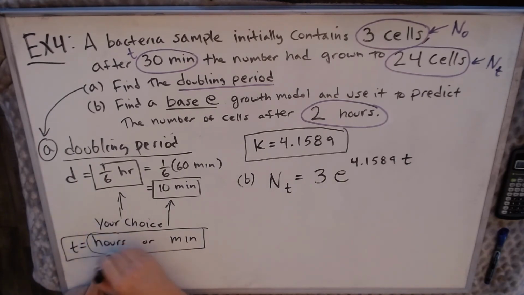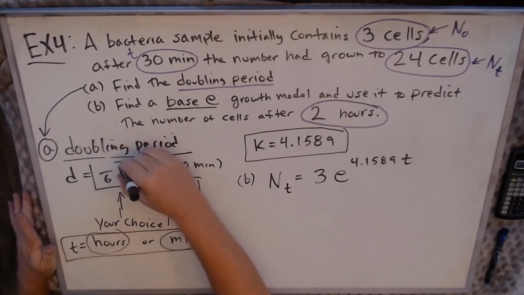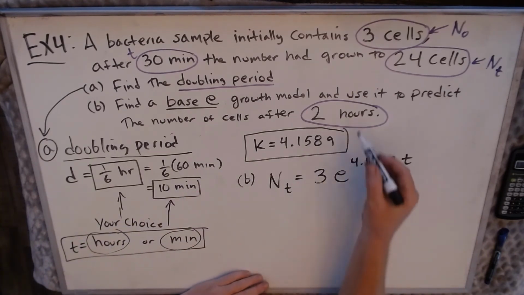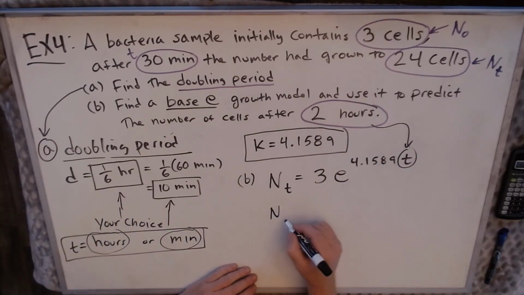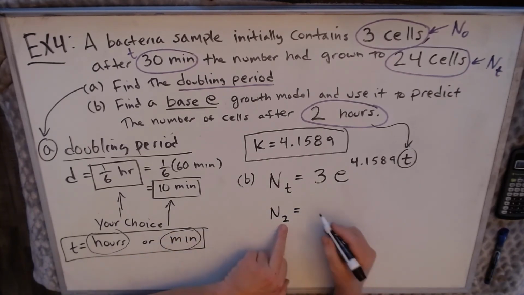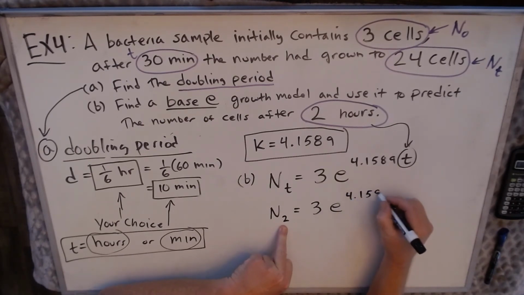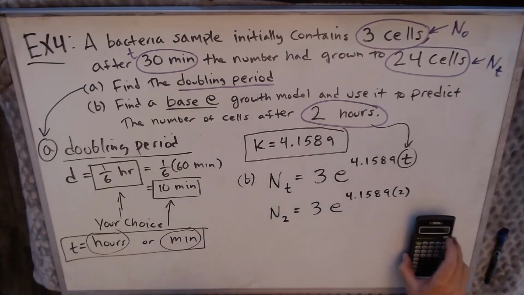And that's where this choice here is so important. I chose hours. So my answer would be 1/6 of an hour, or 0.1666666. Had you chosen minutes, then you would have a different value here, and you'd be plugging in the number of minutes. Since I chose hours, I can just plug in 2 for T. If you chose minutes, then you'd be plugging in 120 for T.